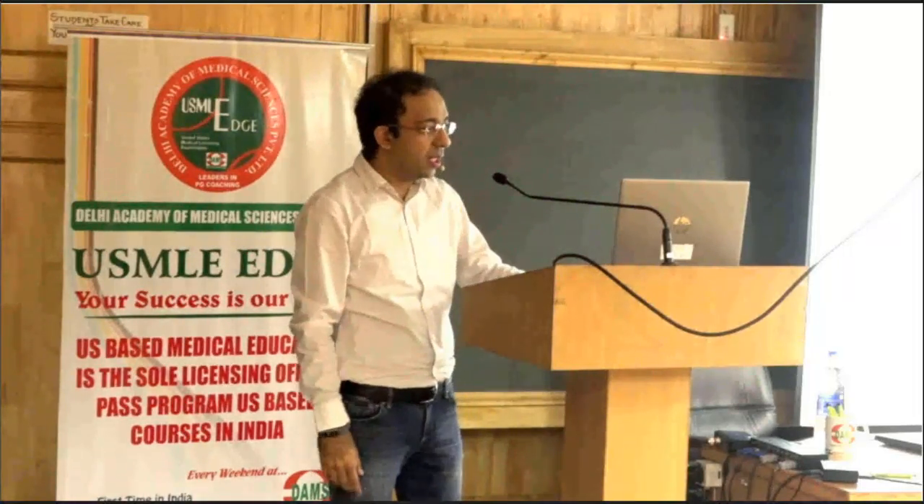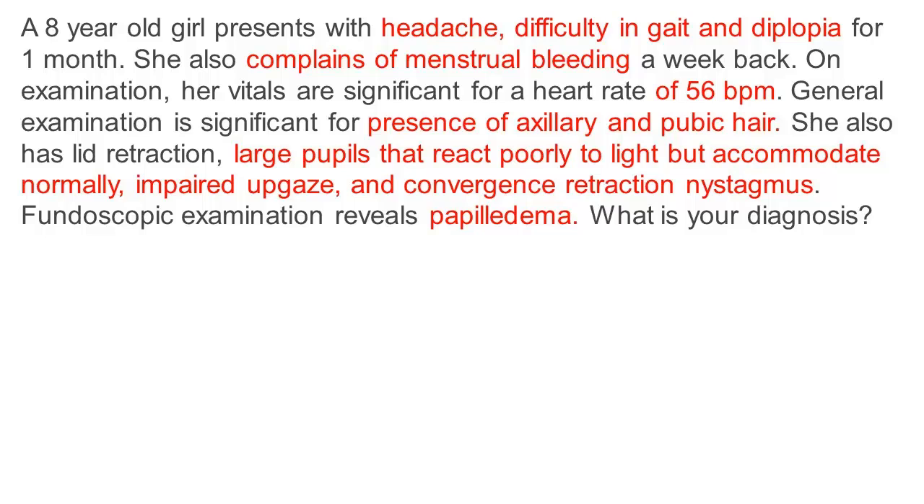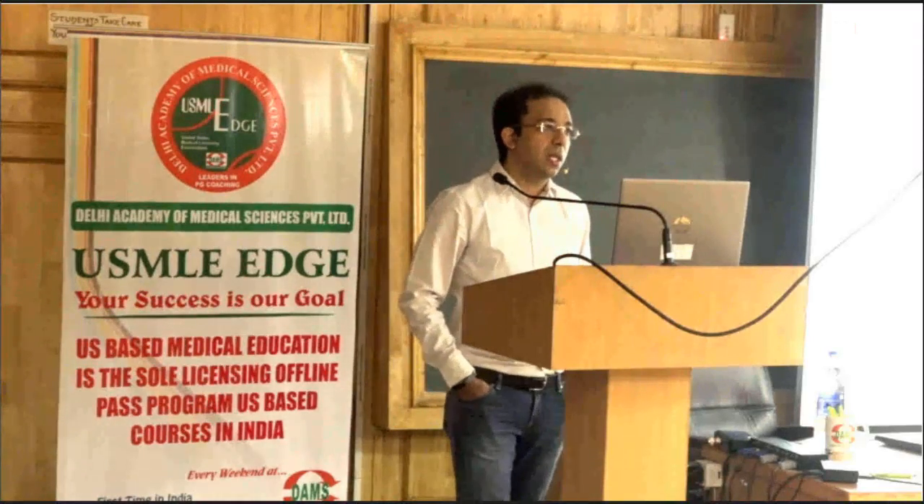So let's highlight the keywords. The problem was headache, gait problem, and diplopia, menstrual bleeding at 8 years of age, axillary hair and pubic hair. What do you think? An 8-year-old girl with axillary hair, pubic hair. Precocious puberty is the keyword here. Large pupils that react poorly to light but accommodate normally, impaired upgaze, convergence-retraction nystagmus together is called Parinaud syndrome.